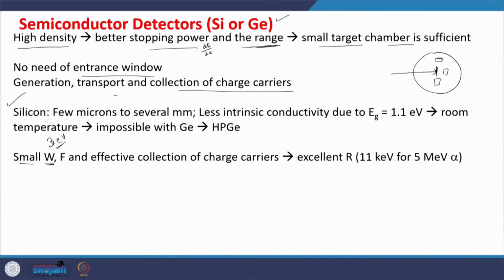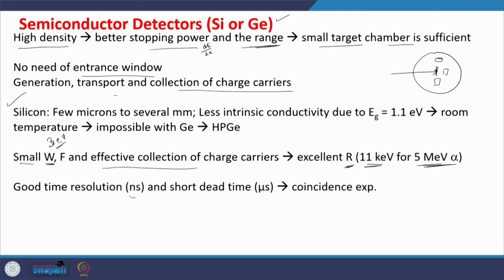So, E by W if you take, N will be more. So, more charge carriers are created and under the influence of the electric field and because of the small size, there will be efficient collection of the charge carriers. This gives rise to the value that we are looking for, excellent resolution in terms of energy. For a 5 MeV alpha particle, the energy resolution is of the order of 11 keV. And the time resolution is also quite good for semiconductor detectors, that is 9 nanoseconds.